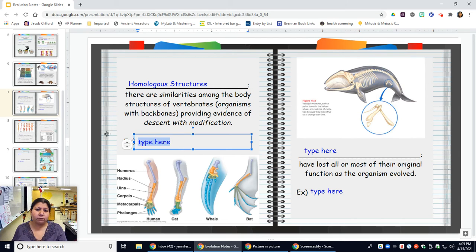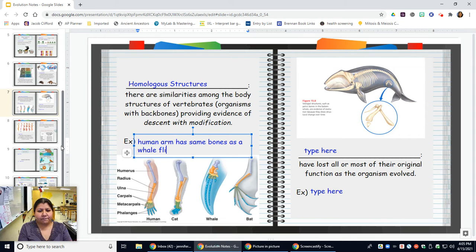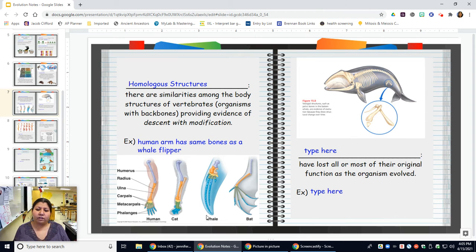So some examples, okay? So a human arm has the same bones as a whale flipper. Okay? So we can see they're all colored because those are the same.